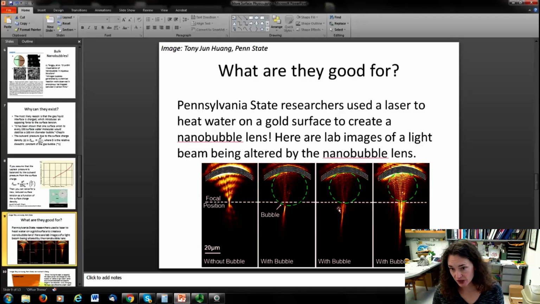Here's a bubble, there's a bubble, and a bubble. And by adding these bubbles in a controlled way, by changing the power of the laser that they use to create the bubble and the position of the laser, they can deflect that beam of light using the nanobubble as a lens.